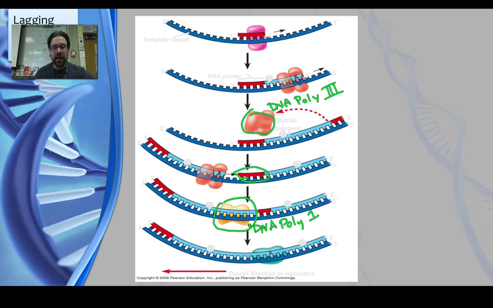And the last thing is there'll be some nicks that need to be sealed up, and this enzyme right here, which we mentioned in the last slide, DNA ligase, is going to come in and it's going to seal the nicks and make this a nice and smooth, brand new DNA molecule.